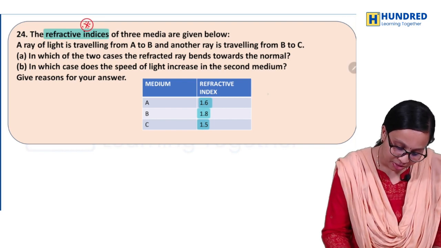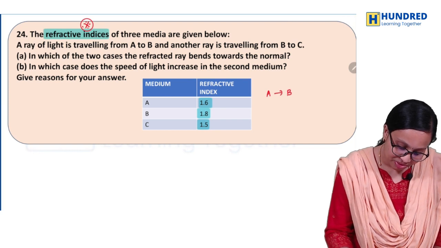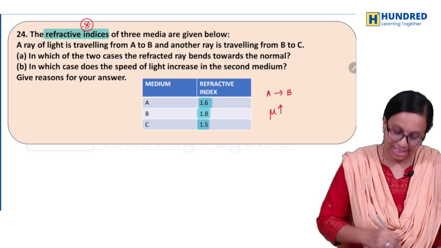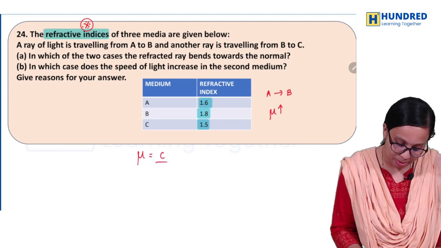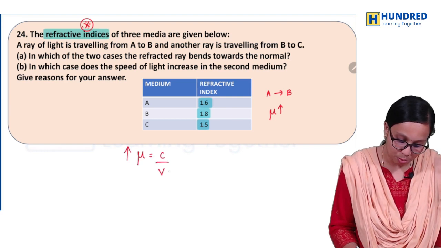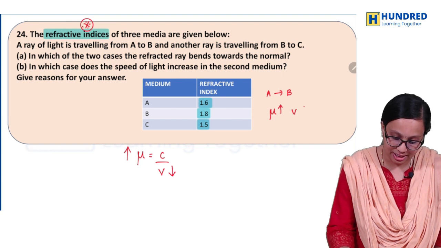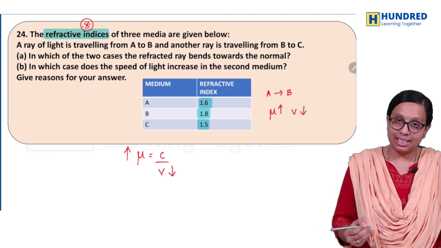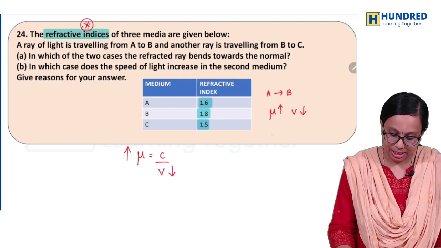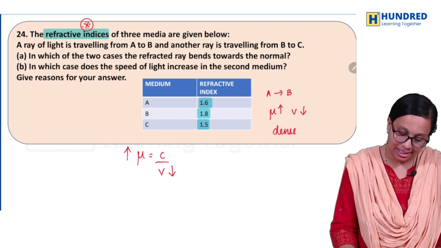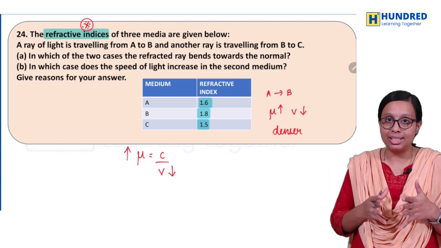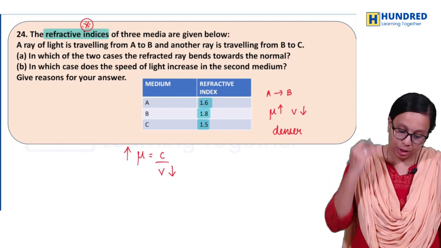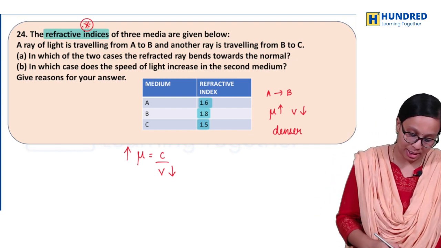So here from A to B, the refractive index is increasing. The formula for refractive index is C by V. So if refractive index is more, it means the speed is decreasing. If the speed is decreasing, we are entering into a denser medium. So when we go into the denser medium, it will move towards the normal. Okay. So when you move from A to B, it's moving towards the normal.